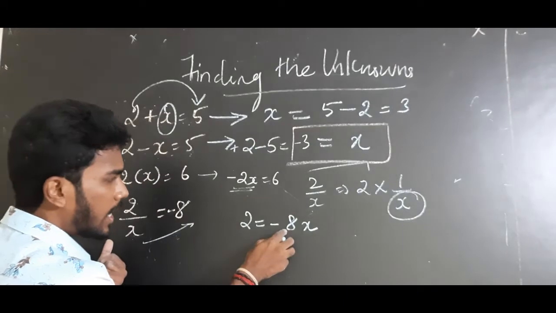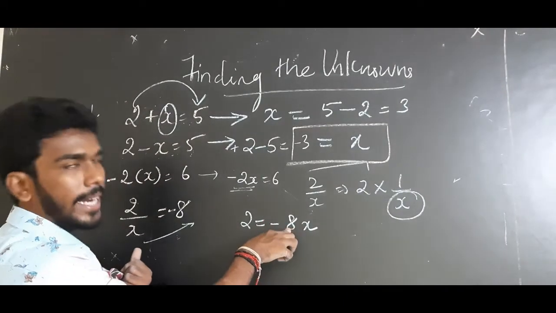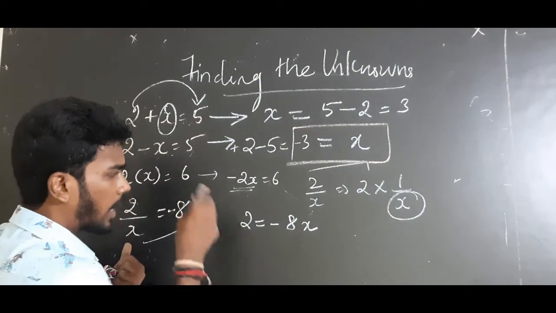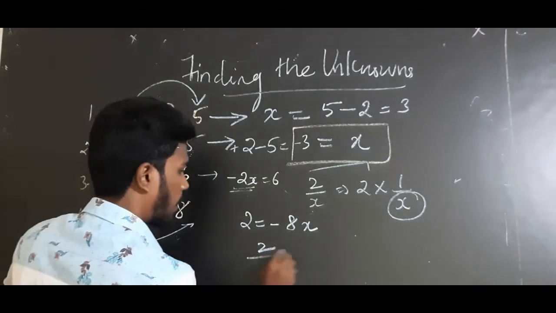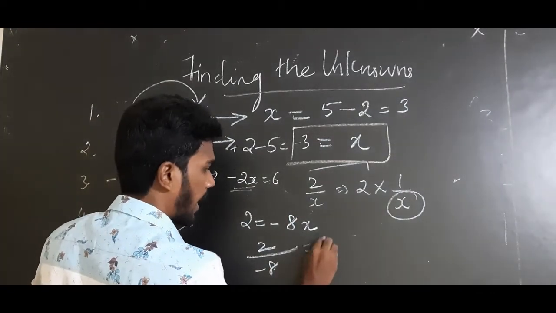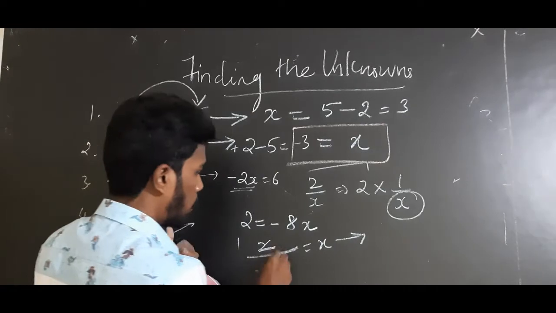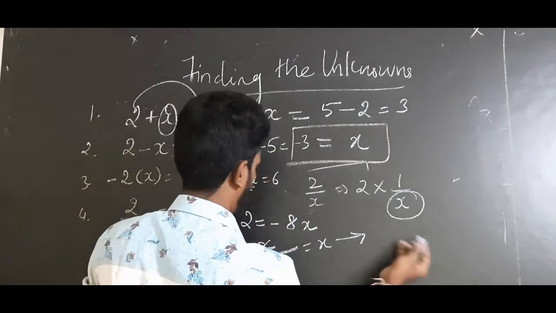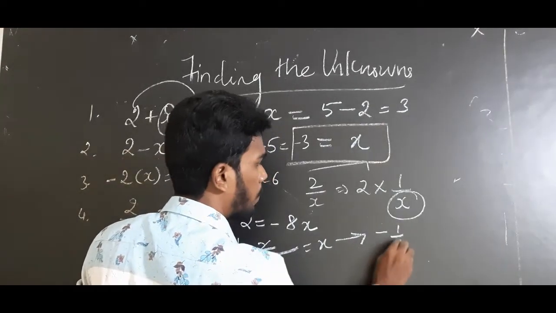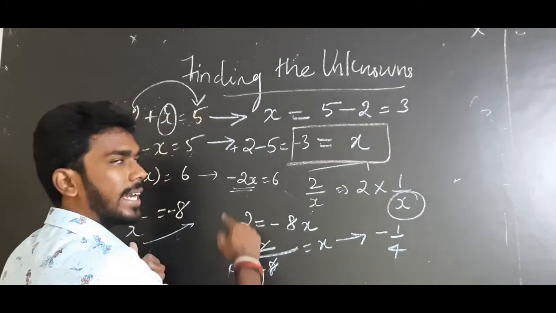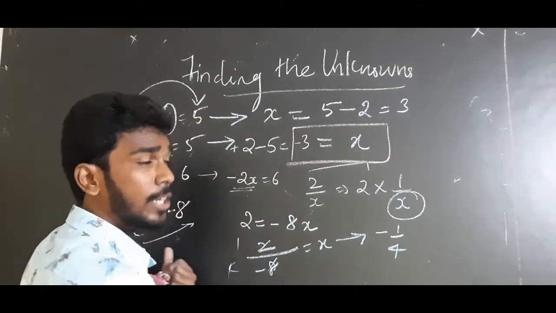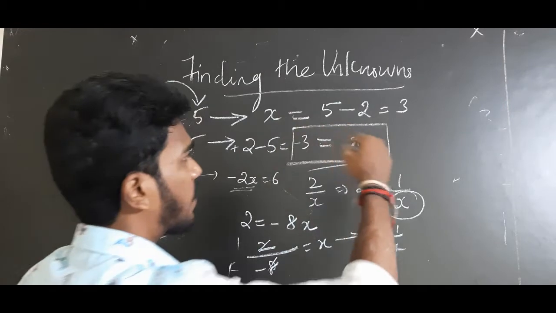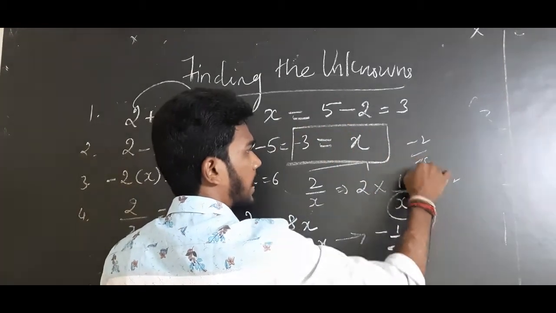Now I need this x. This minus 8, which is in multiplicative sign with x, will go down. So 2 divided by minus 8 will give you x. So in turn, 2 ones are 2, 2 fours are 8. So minus 1 by 4. If a sign is in a denominator, you can carry it over to the numerator. Even again, if denominator and numerator both have a negative sign, then you can cancel the minus sign.